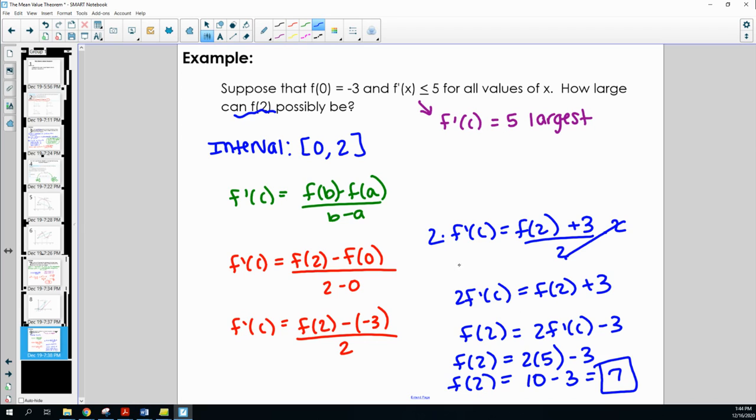So how large can f of 2 possibly be? The largest f of 2 can be is 7.